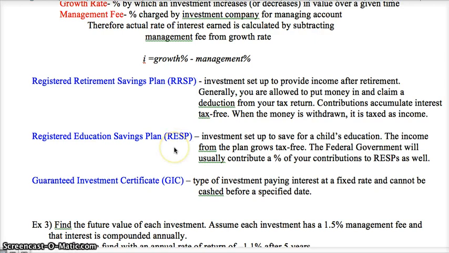An RESP is an investment set up to save for a child's education. The income from that plan grows tax-free, and the federal government will usually contribute a percentage of your contributions as well to top it up. Usually you just need a social insurance number, and you can set up family or single plans. So it can either go to a specific child or to all the children set up in the family.